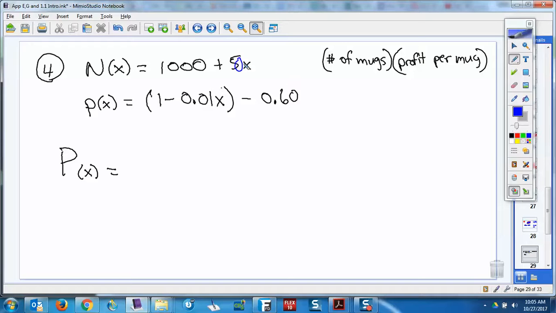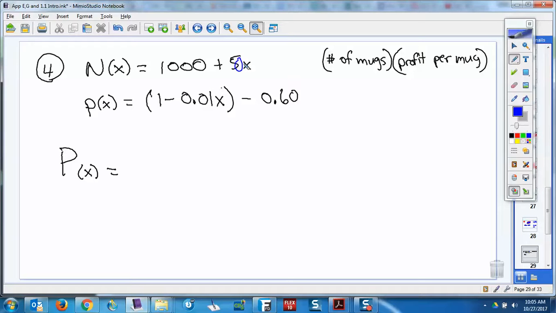So every time we reduce the price a penny, we sell 50 more mugs. So the number of mugs is going to be 1,000 plus 50X, right? X is the number of reductions. Then we get 50 more for every one. The profit per mug is $1 minus 60 cents, that's 40 cents. But we're going to lower our price for every price reduction. So we're going to sell them for $1 minus a penny for every price reduction.